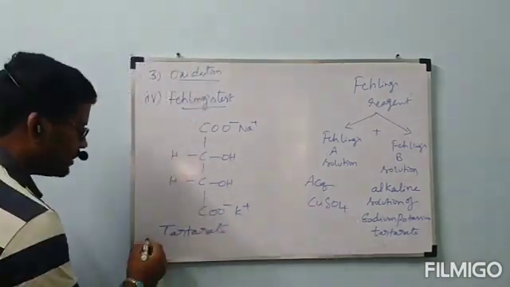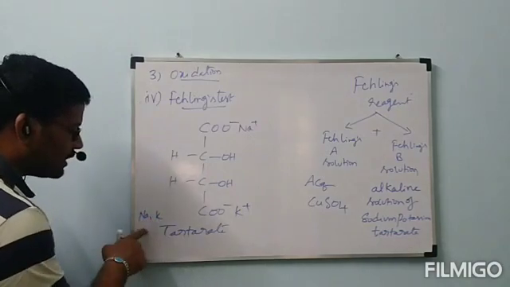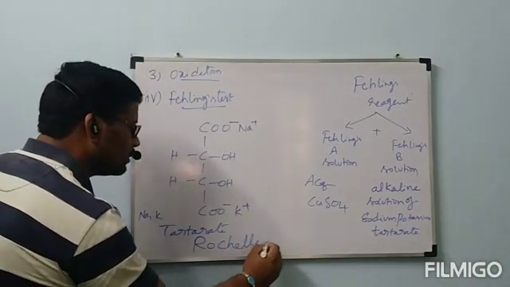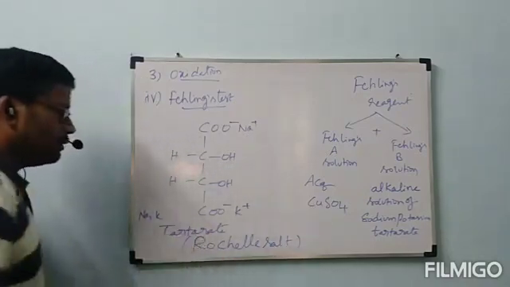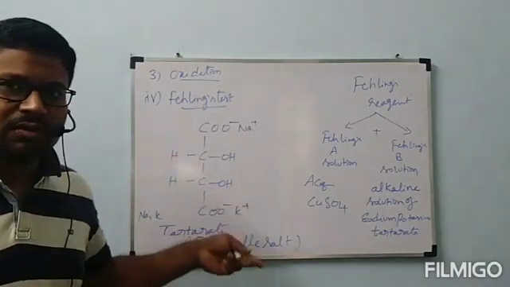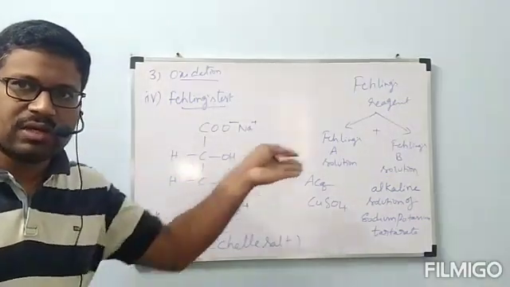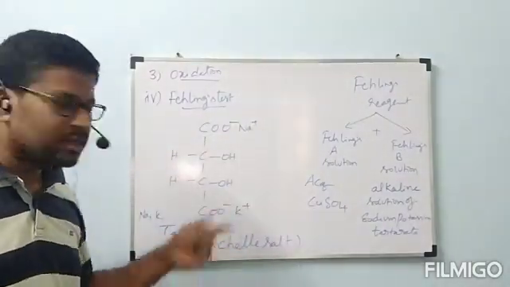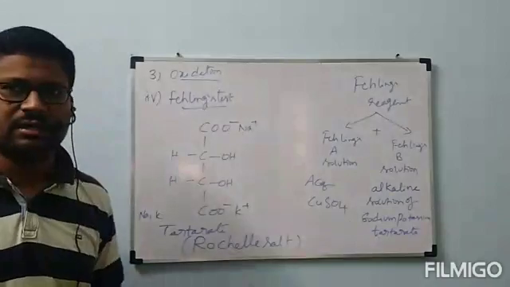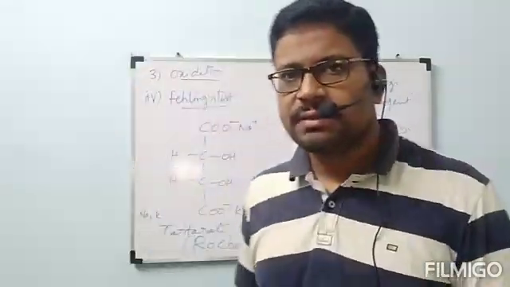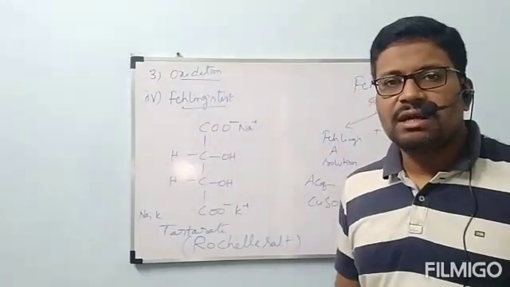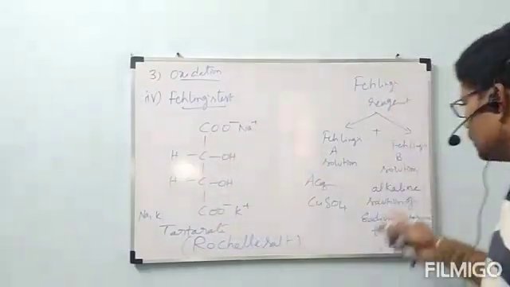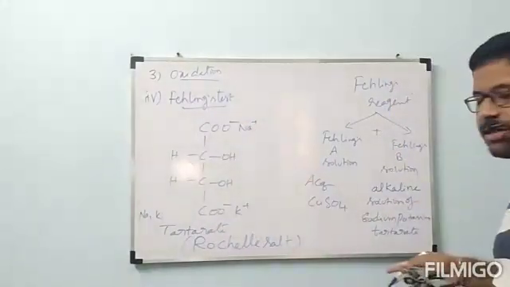Sodium potassium tartrate, Na K tartrate, is called Rochelle salt. When this acid reacts with NaOH and KOH, which are bases, acid plus base, we will get salt. Correct? This is nothing but salt only. That's why they gave the name Rochelle salt. Carboxylate ions, when they are present with sodium or potassium ions, are called salts. This Rochelle salt in alkaline solution, alkaline means basic solution, is called Fehling's B.